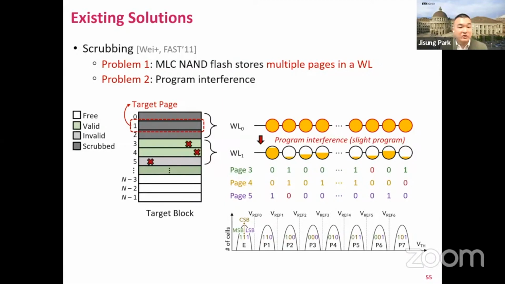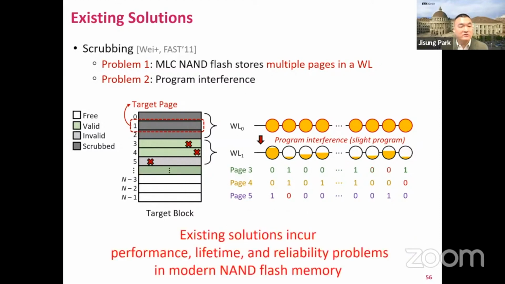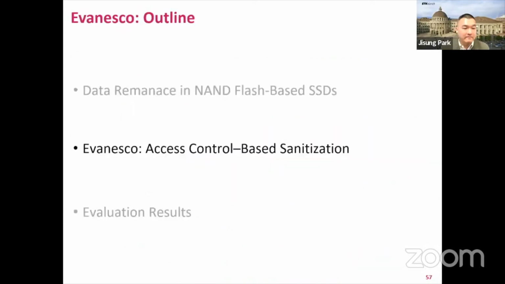And it creates the number of raw bit errors in the adjacent pages in modern NAND flash memory. So in conclusion, existing solutions that physically destroy data incur significant performance, lifetime, and reliability problems in modern NAND flash memory. Okay, let me introduce our key idea called Evanesco.